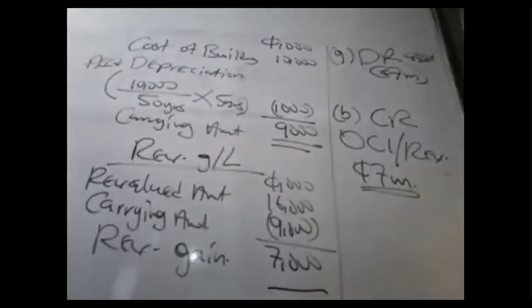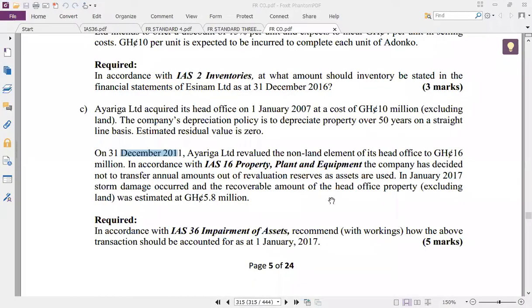Let's quickly go and look at the next part, the impairment. Now, in January 2017, some damage occurred and the recoverable amount of the head office, excluding the land, was estimated to be 5.8 million. Now, pause before you get it.